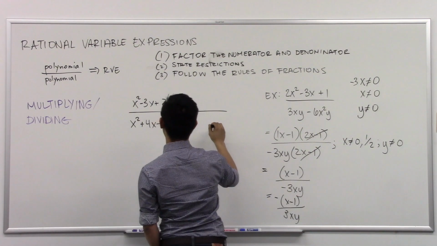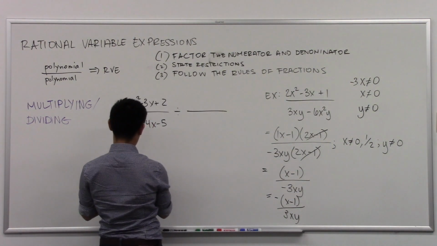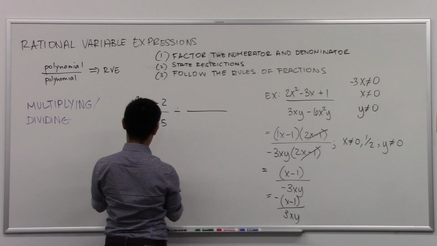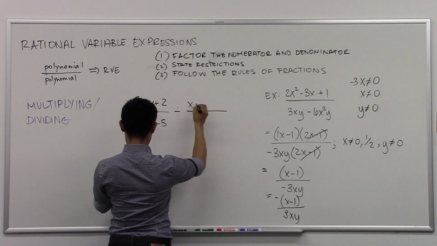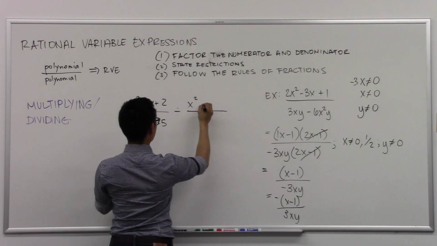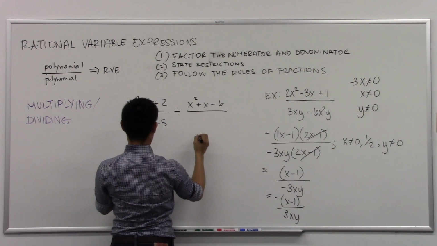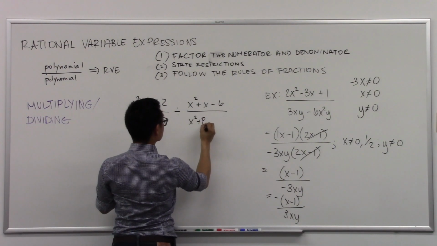And let's go. I'm going to cheat. Let's go here: x squared plus x minus 6. And here, let's go x squared plus 8x plus 15.